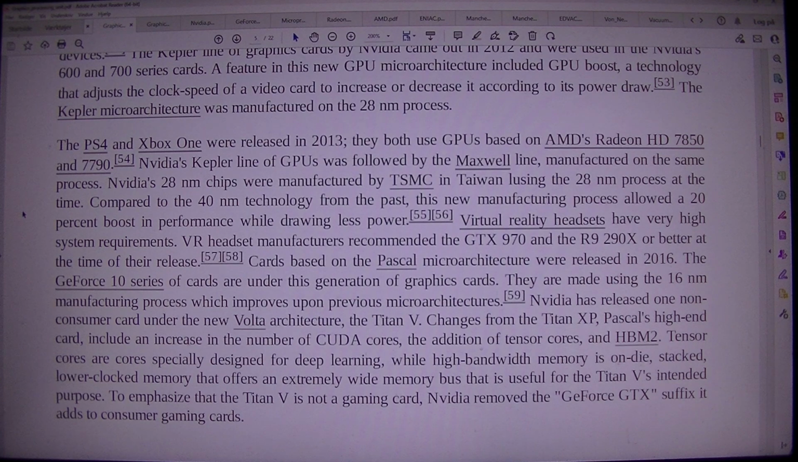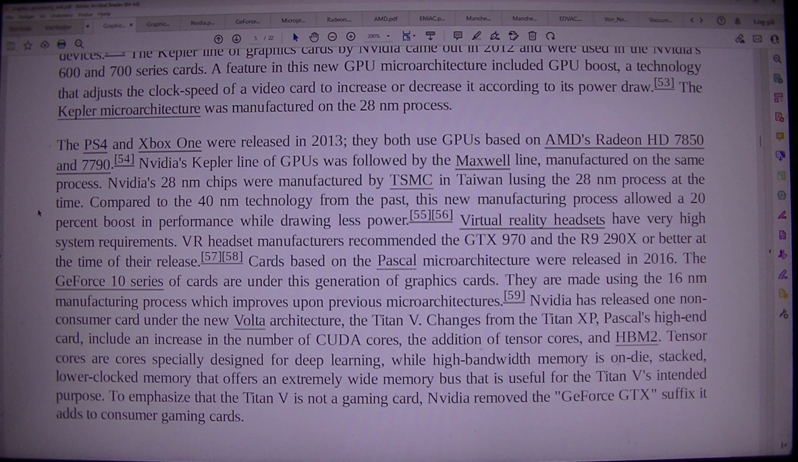NVIDIA's 28nm chips were manufactured by TSMC in Taiwan, using the 28nm process at the time. Compared to the 40nm technology from the past, this new manufacturing process allowed a 20% boost in performance while drawing less power. 55. 56. Virtual reality headsets have very high system requirements.